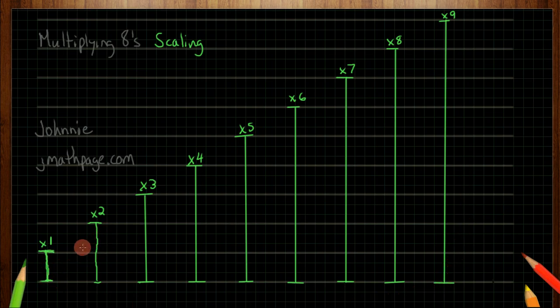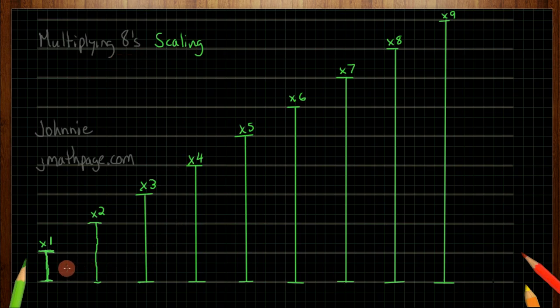So this is what scaling looks like. Something can be made one size and then grow and grow and grow and grow. But we also have to remember that scaling means things can shrink too. So it could go from this long measure, smaller, smaller, smaller, to the least measure. All right. So that's what we know about scaling. But how does this help us with multiplying 8's?